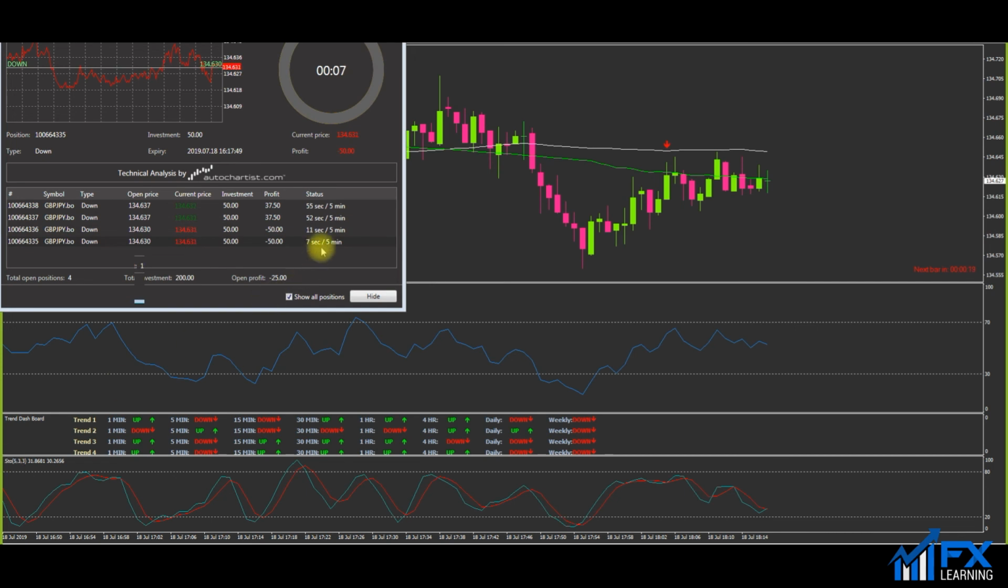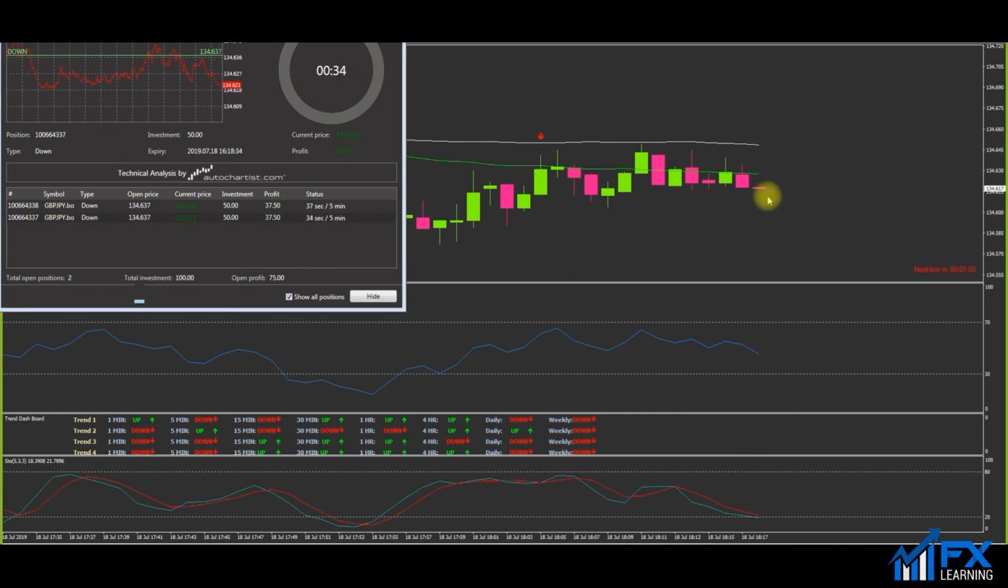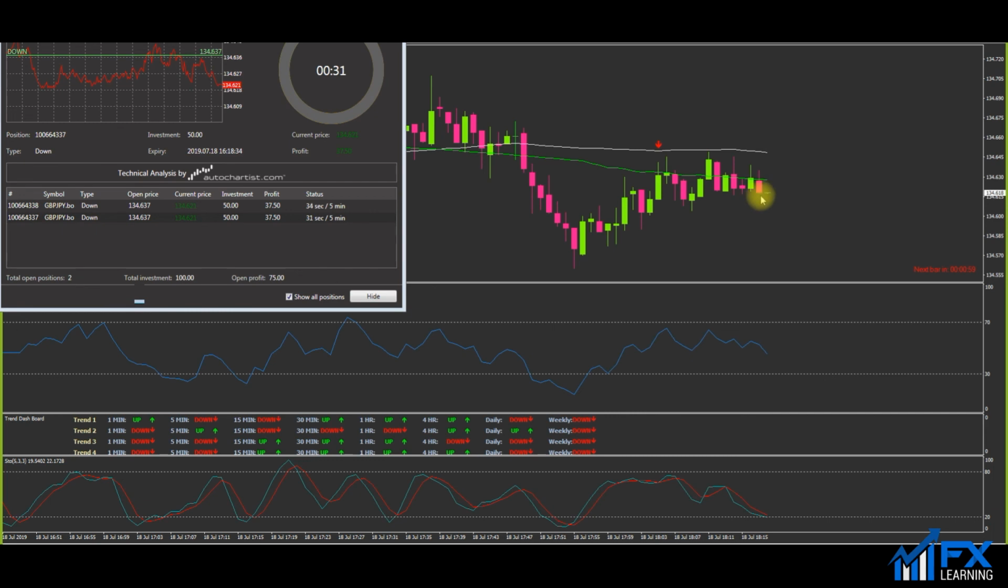So 8 seconds to go. This is really annoying. Look what's happening now. We're just stuck going sideways now. Oh yes, come on, win. Yes, finally. We're still going sideways with this trade though. It's really annoying me. Oh, now we start to go lower. We're still going sideways, which is so frustrating.